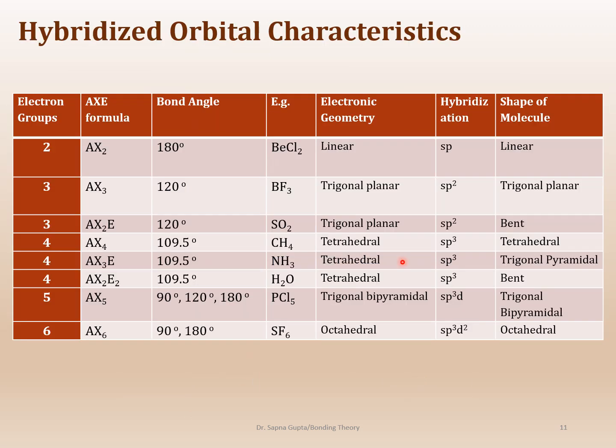So here is the big table. This is like the best table of everything that we have here. Here are the electron groups: 2 electron groups, 3 electron groups, and in 3 electron groups you can have AX3 or AX2E. AX2 is just AX2; you can't have AXE, there's not even a shape for it. AX2 is the linear shape. The electronic geometry is linear, and the shape of the molecule is generally linear as well. The example is BeCl2, which we've already done. The hybridization for this is sp.